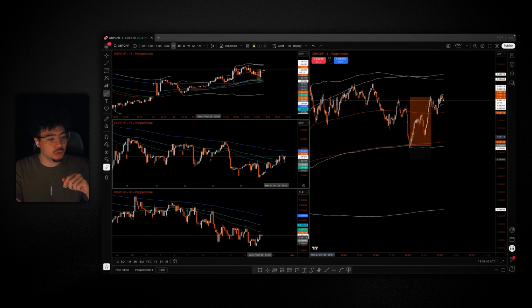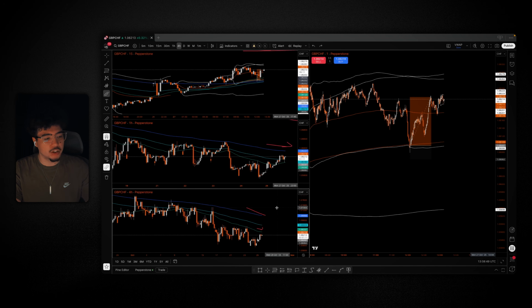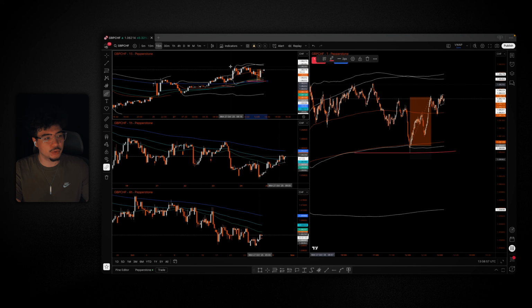However, in this case, you will see the H1 is actually bearish according to the moving averages, and same thing here on the H4. So why did I take the trade? Well, because although the H4 and the H1 are bearish, the 15-minute is very bullish. We're seeing continued higher lows. We've got higher highs here relative to previous levels. So overall, I was still quite bullish on this market.